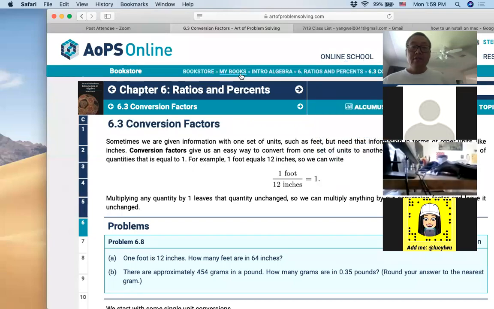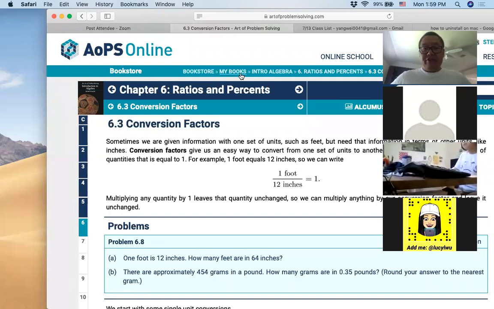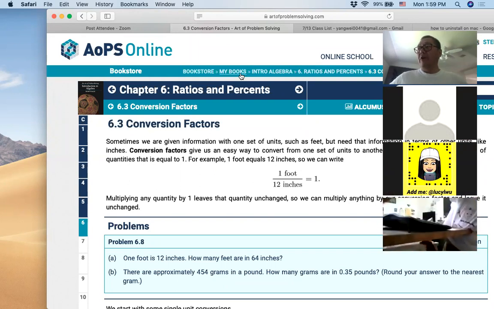Today's class. Today we will learn chapter 6, section 3, conversion factors. A conversion factor helps you convert a quantity from one unit to another unit.